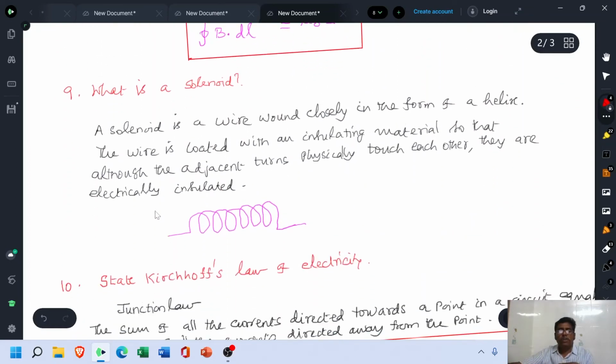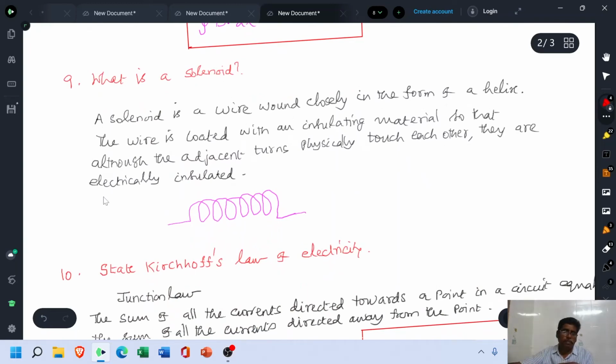The ninth question is, what is a solenoid? A solenoid is a wire wound closely in the form of a helix. The wire is coated with an insulating material so that although the adjacent turns physically touch each other, they are electrically insulated.